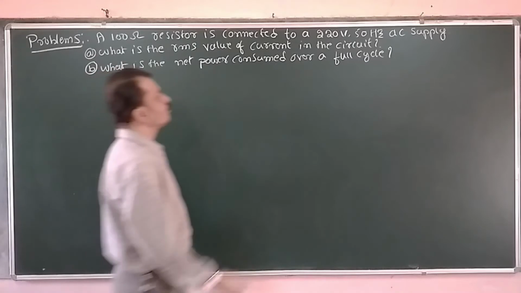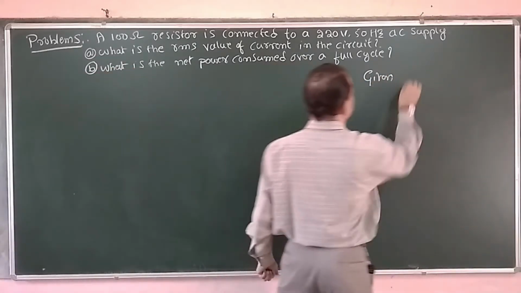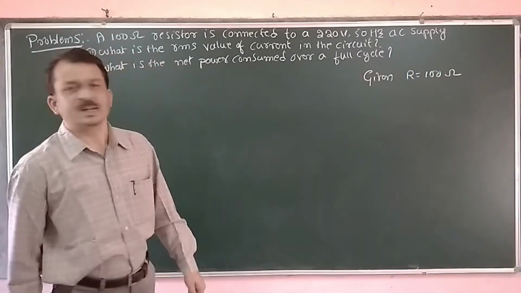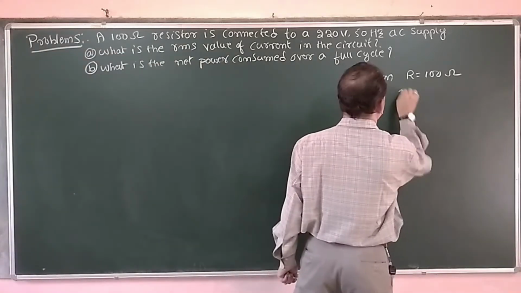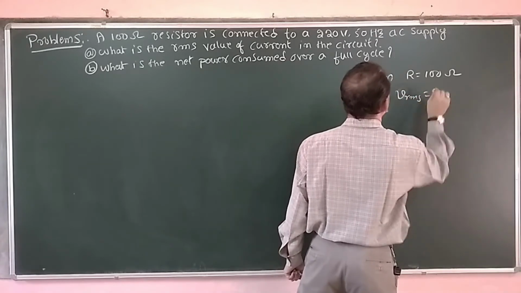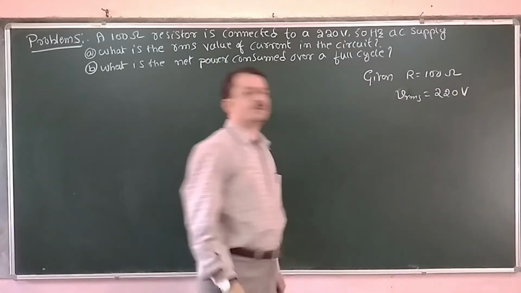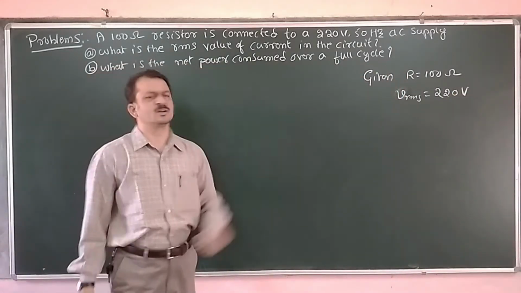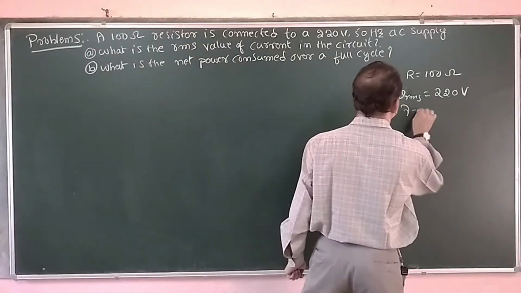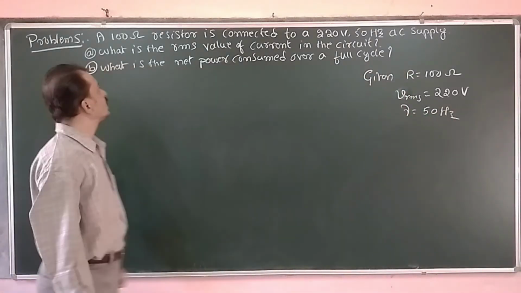So very simple problem. Here given a resistor of resistance 100 ohm. It is connected to an AC source of voltage, that is VRMS, or in some textbooks they will write it as capital V, both are same. Now we are using a VRMS of 220 volts, and frequency is given, so nu is equal to 50 hertz supply. It is connected to a resistor.